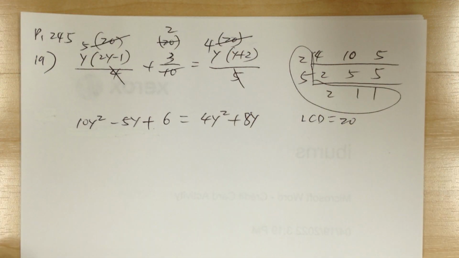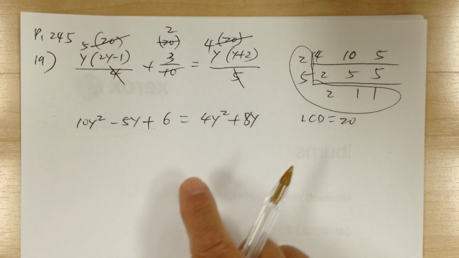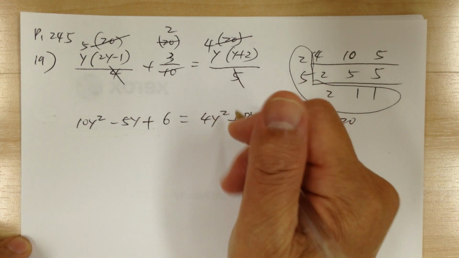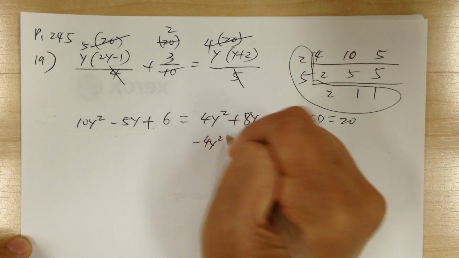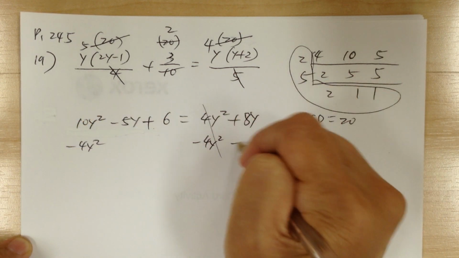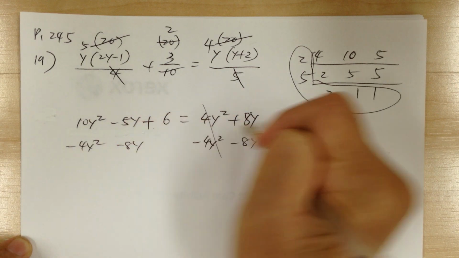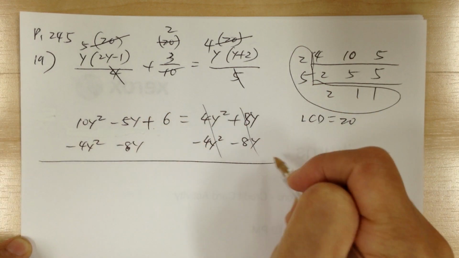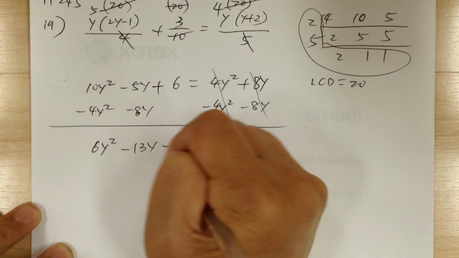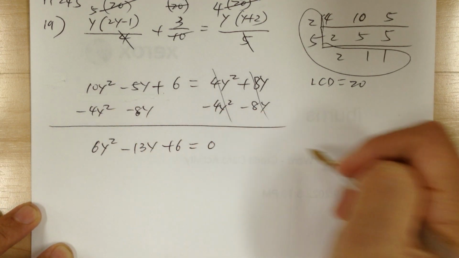Okay, so now again there's a square, so I'm going to move everything over to this side to make it equal to 0, so I can do the factoring. So minus 4y squared, so this will be cancelled out. Minus 8y, so this will cancel out. Okay, so I got 6y squared minus 13y plus 6 equal to 0.